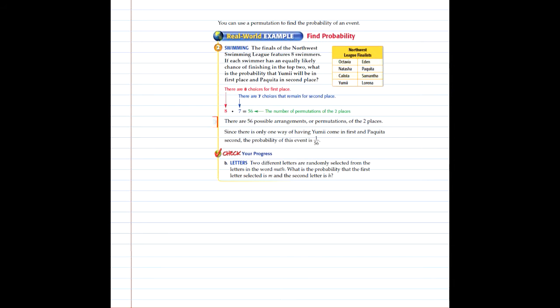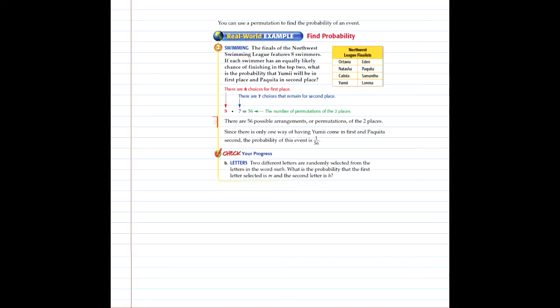You can use the permutation to find the probability of an event. The finals of the Northwest Swimming League feature 8 swimmers. If each swimmer has an equally likely chance of finishing in the top 2, what is the probability that Yumi will be in first place and Paquito in second place?